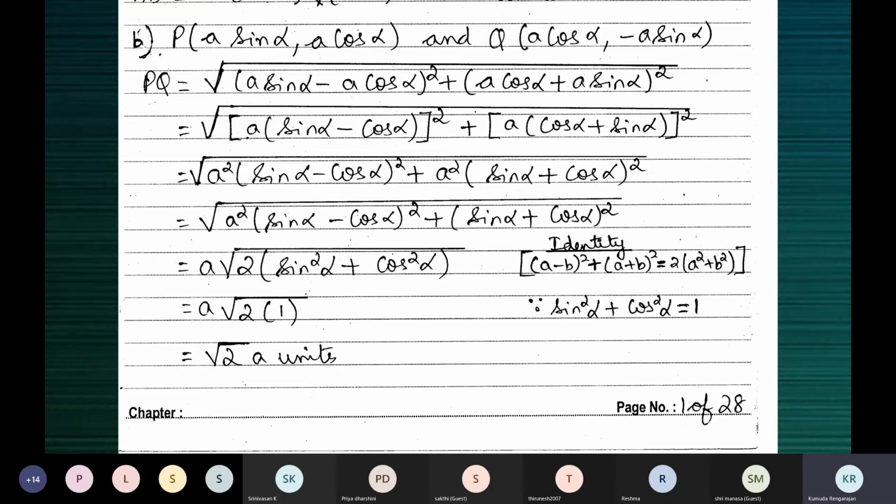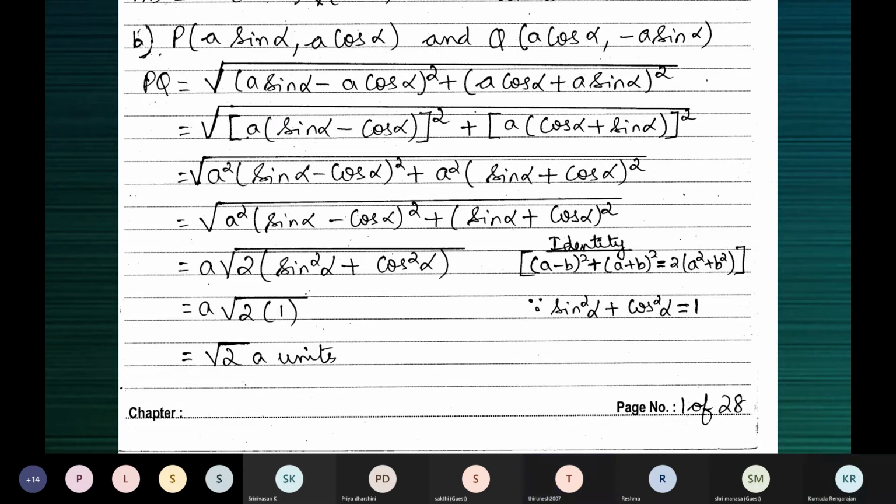So the heading is: find the distance between the points P and Q. So see here, PQ is equal to, what's the distance formula, children? Root of (x2 minus x1) whole square plus (y2 minus y1) whole square.